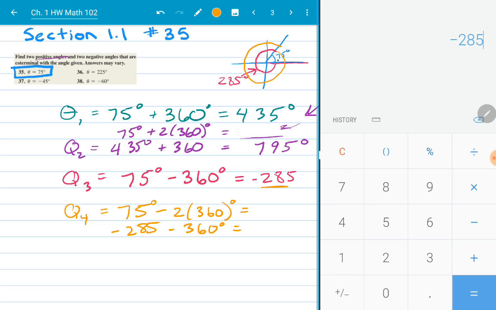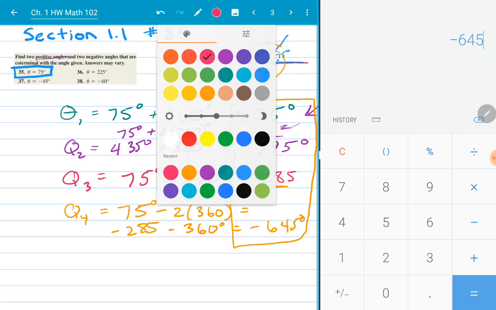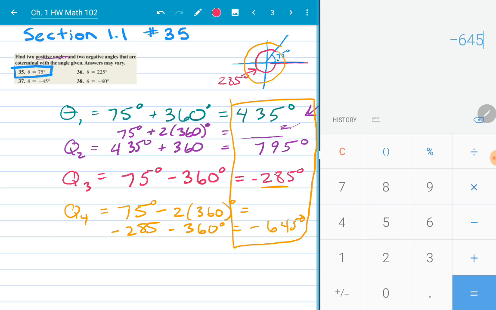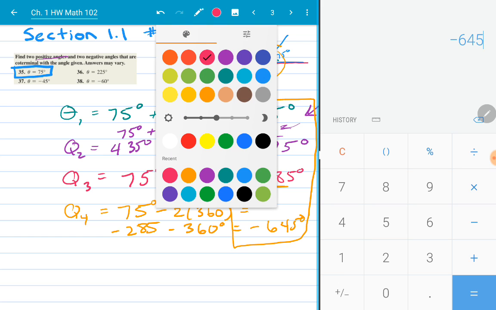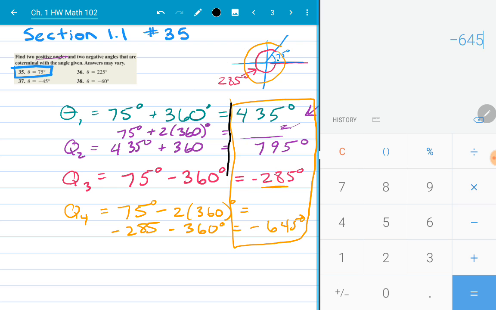So starting at negative 285, I just subtract another 360. That negative 285 was already in my calculator, so I can just keep going. And then I get negative 645. So there is my two positive and my two negative answers. Don't forget your little degree sign, like I did. And that is the final answer.